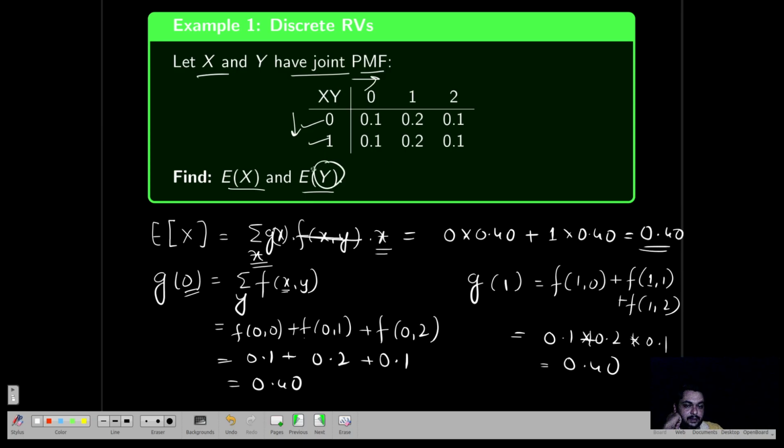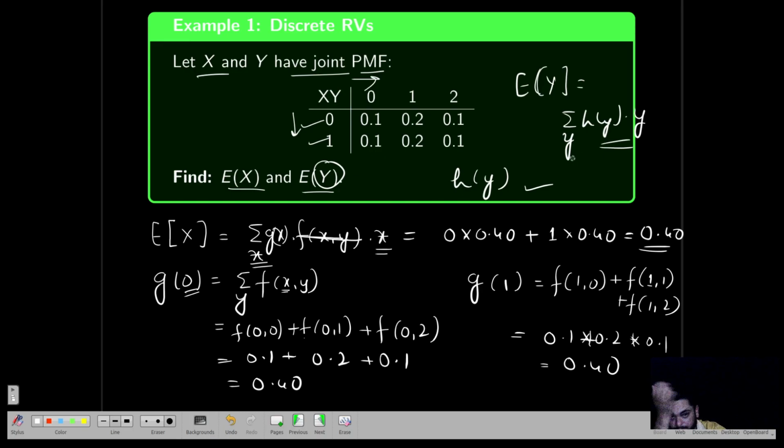Similarly for y. Y means what? So x will vary, y will be fixed. So you have to find h of y. Okay, so E of y, I will not solve this, you can try it. E of y will be given as the summation of y into h of y. So same thing, only here we fixed x, there we fix y and add over x values.